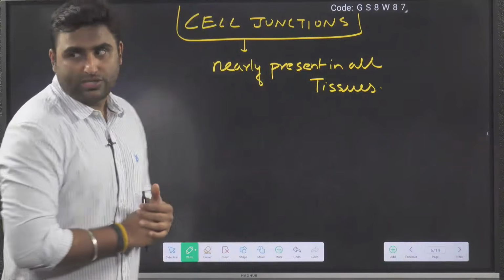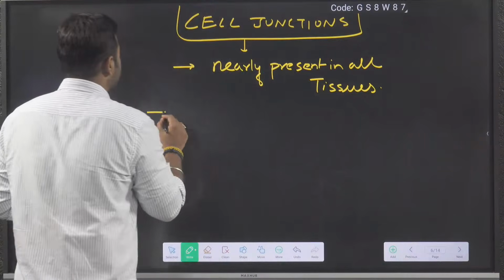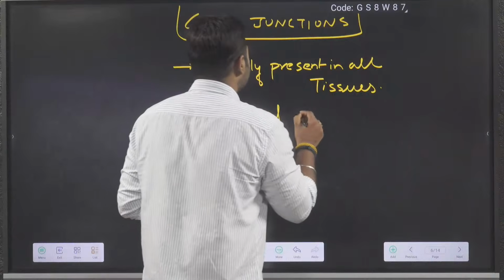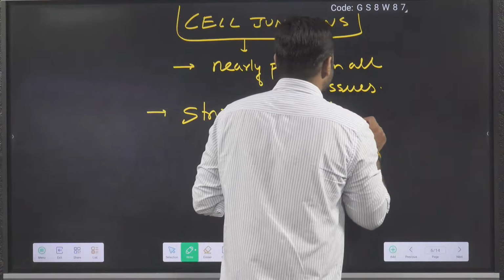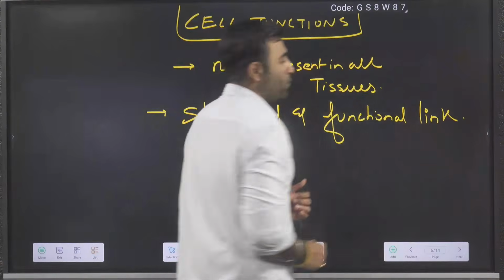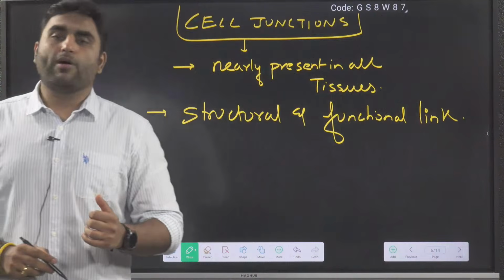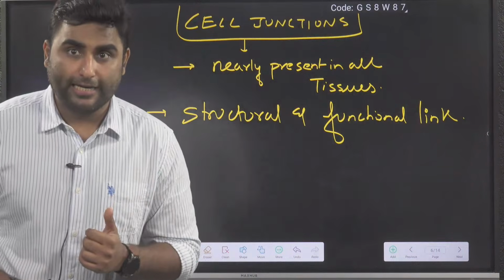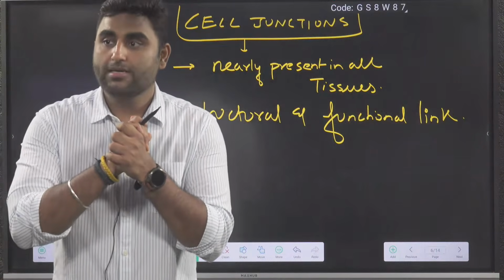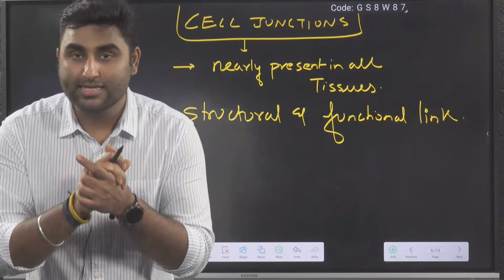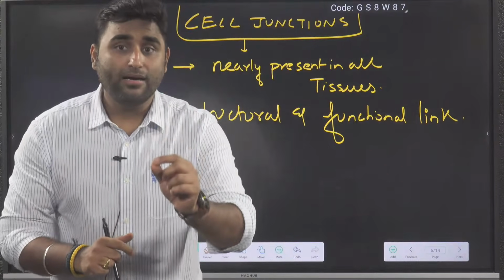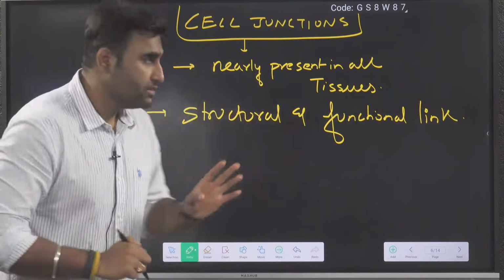What do cell junctions provide? Cell junctions provide a structural and functional link. Some junctions hold the cells together. Two examples: tight junction and adhering junction.